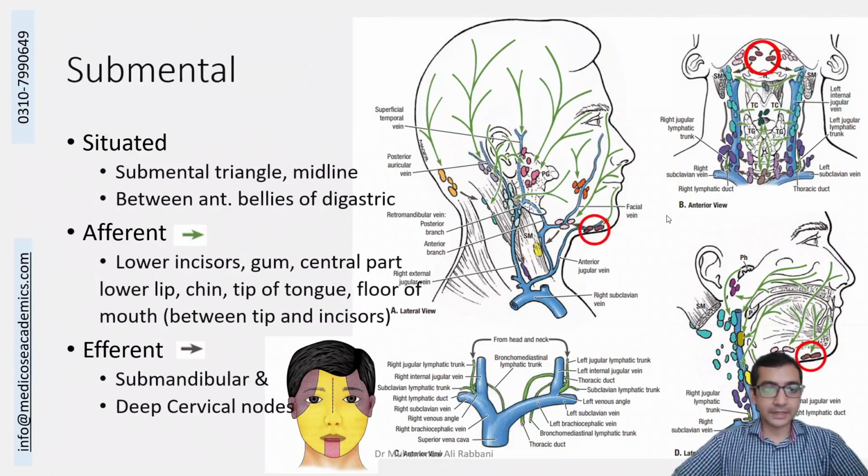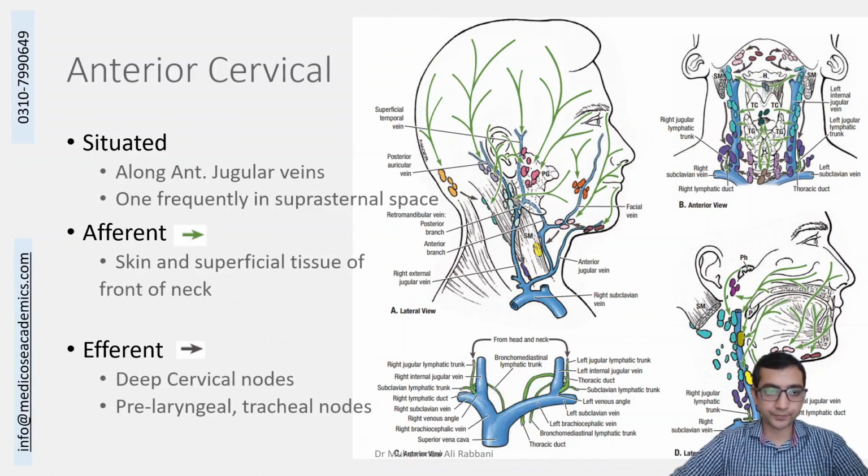Then we are left with submental nodes. They are present just in the submental triangle. They receive, if you make a triangle from the four incisors to the tip of the tongue, that triangle, the lip, middle part, four incisors all the way to the tongue. So this floor of the mouth is draining into the submental nodes. Most of them do drain into the submandibular group of nodes, but some of them go directly into the deep group of cervical nodes also.